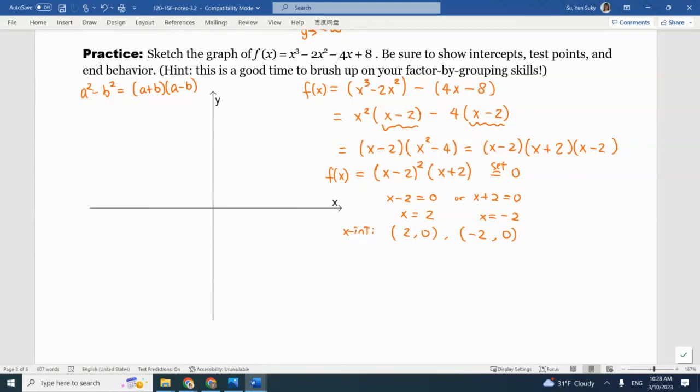It doesn't matter what the power is. You just set that factor equal to 0. Because if you have the square, then you just take the square root on both sides. But if you take the square root of 0, it's still 0. So that's why it doesn't matter what the power is, you can just set the inside equal to 0. Good point.